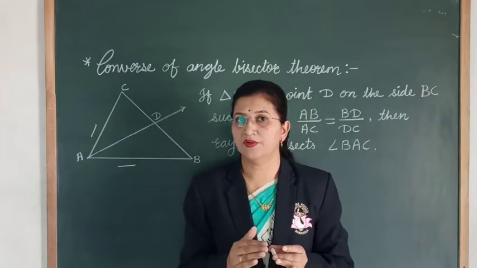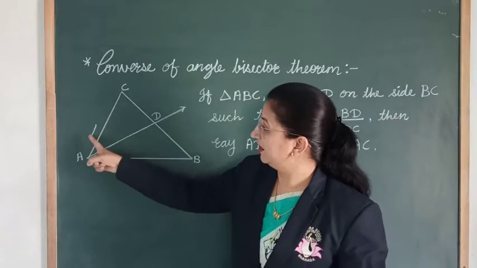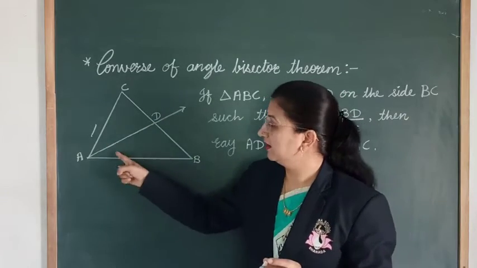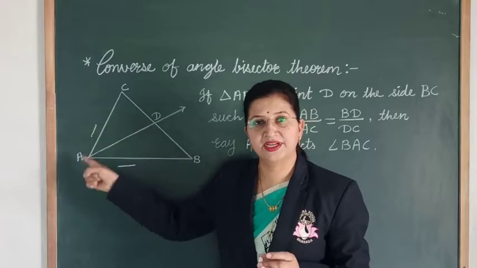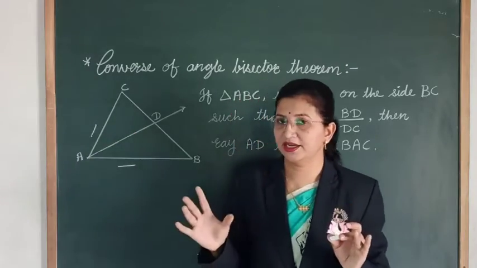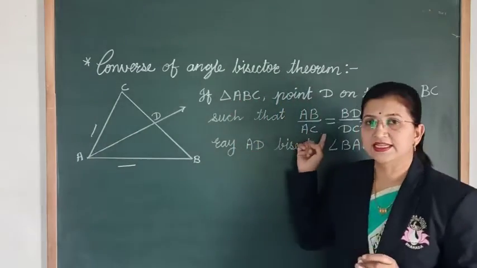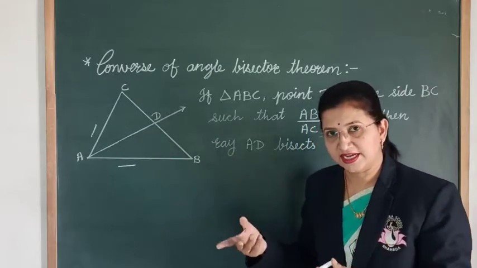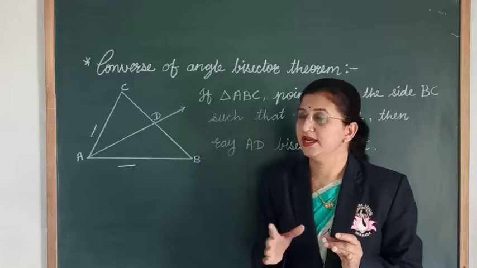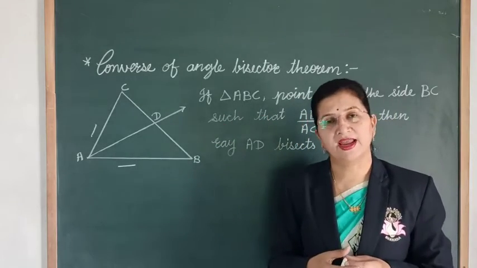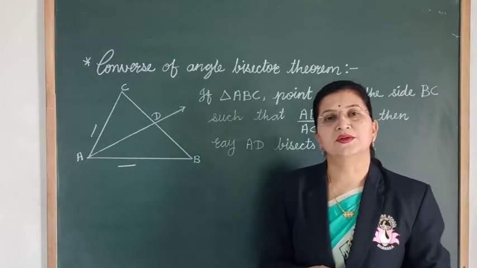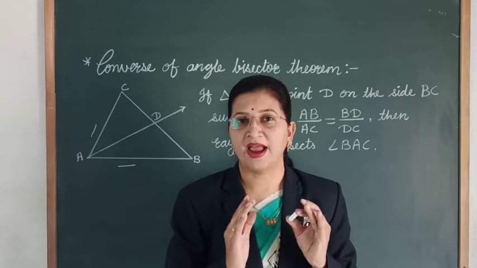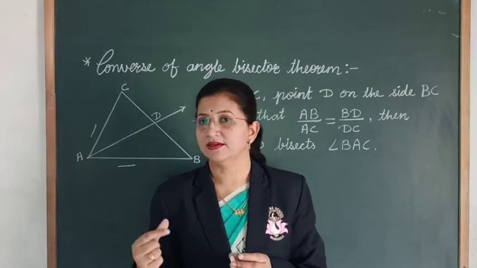In that case, if we get these ratios equal, then we can say that the ray is the bisector of the given angle. If we do not get the ratios the same, then we say that it is not a bisector, and if the ratios are the same, then it is a bisector. So this is the converse of the angle bisector theorem. Dear students, in this video we learned the theorem of angle bisector and the statement for the converse.